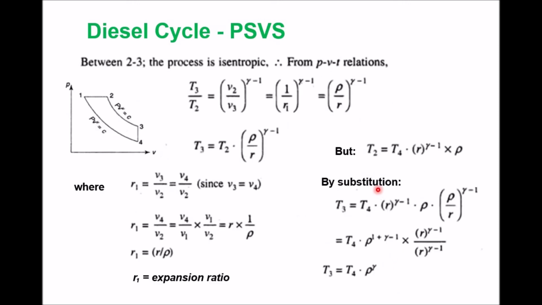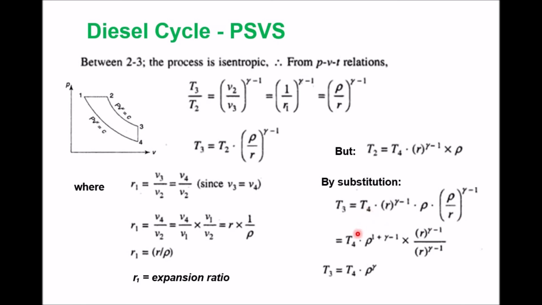Then by substitution, we have now T3. We substitute this value of T2 here. So we copy this expression, T4 times R raised to gamma minus 1 times rho, multiplied by this factor, rho divided by R raised to gamma minus 1. So in this next line, this is only simplifying this expression.